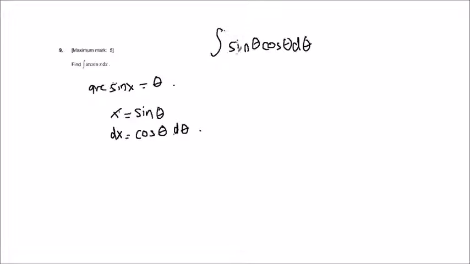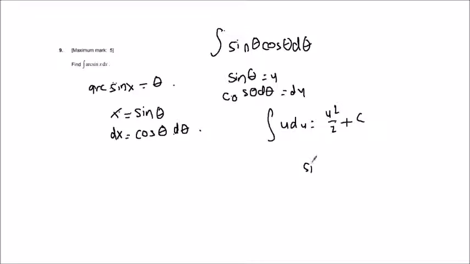Right? And then we can make a second substitution. Sine theta equals u, cosine theta d theta equals du. Which will give us u du, which is equal to u squared over 2 plus c. And u is sine theta, so sine squared theta over 2 plus c. Right, and then sine of theta is x, so this will give you x squared over 2 plus c.